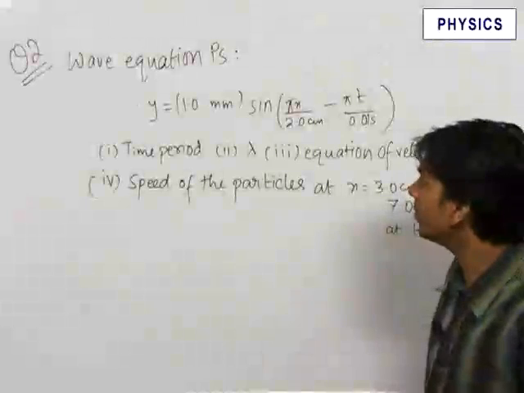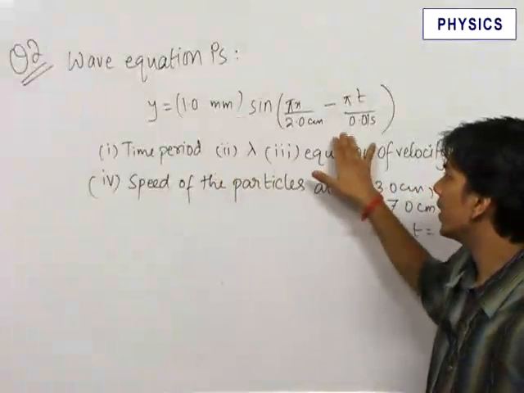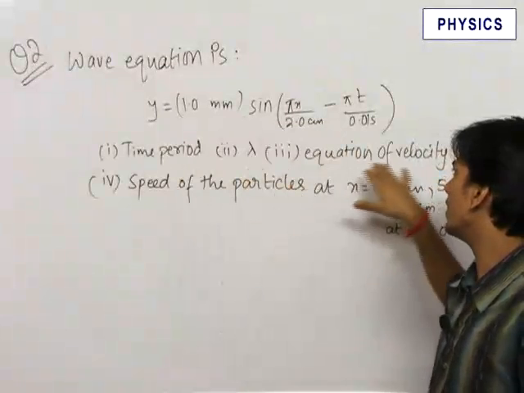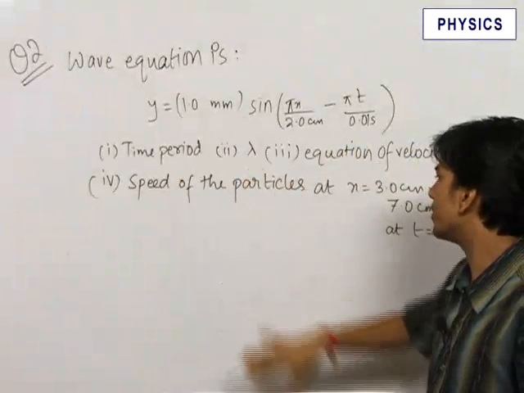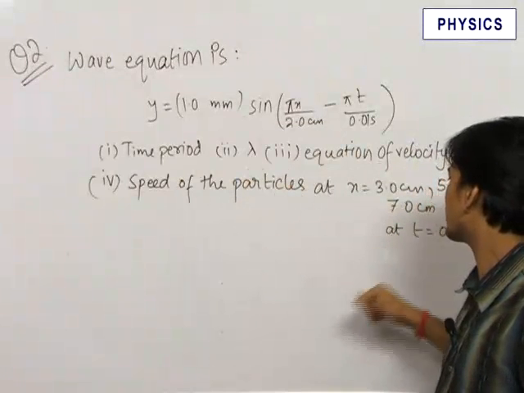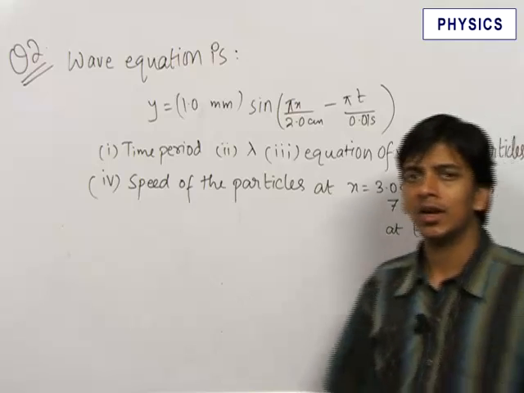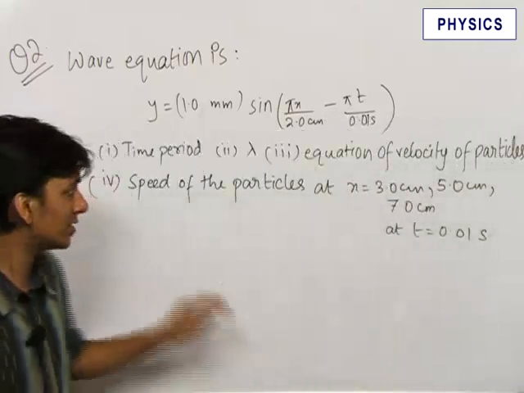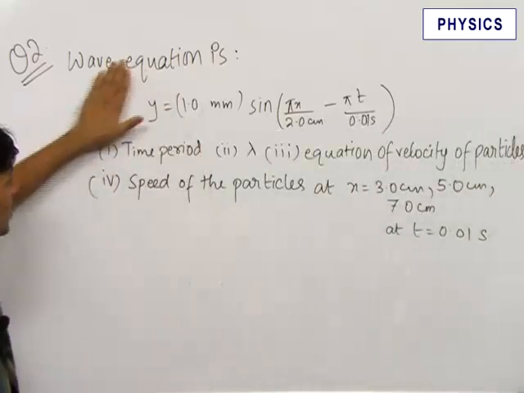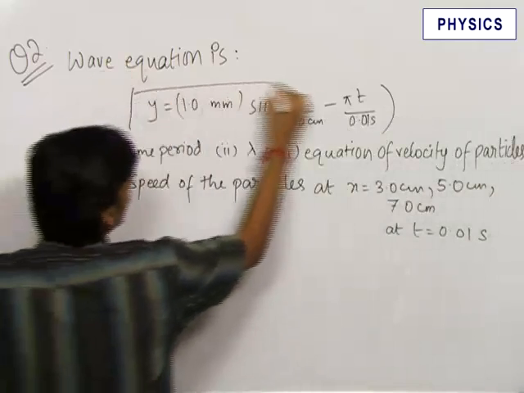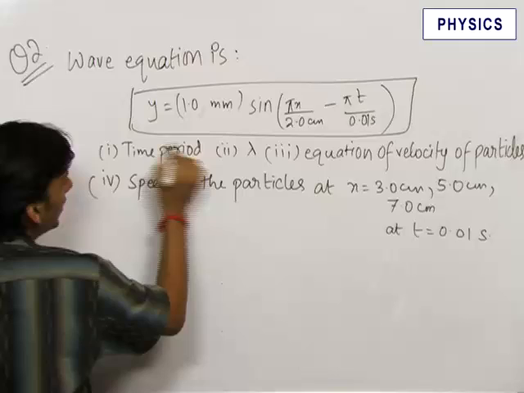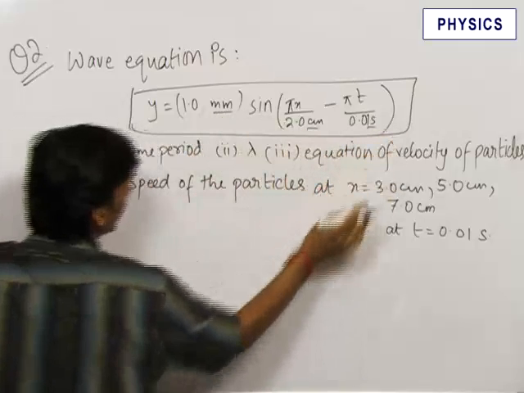Second question that we have, the wave equation is given. We need to find out the time period, wavelength, equation of velocity of particles, and the speed of the particles at x is equal to 3, 5 and 10 centimeters at t is equal to 0.01 seconds. So this question has a lot of subparts. The main thing you keep in mind here is, you look at the equation carefully and keep in mind the units which are given.